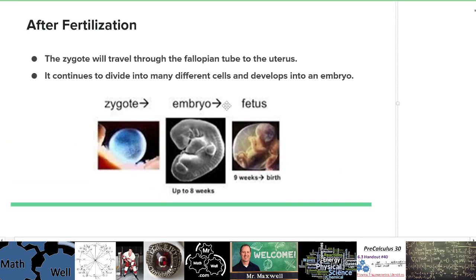The zygote will travel through the fallopian tube to the uterus. Through the fallopian tube.